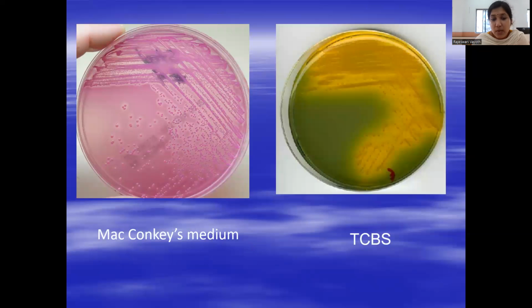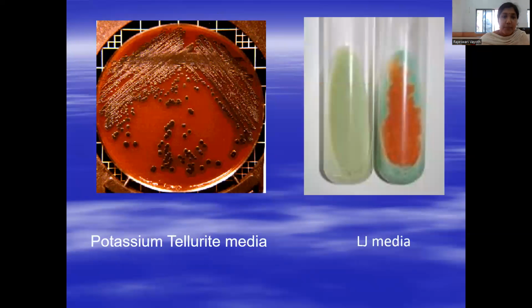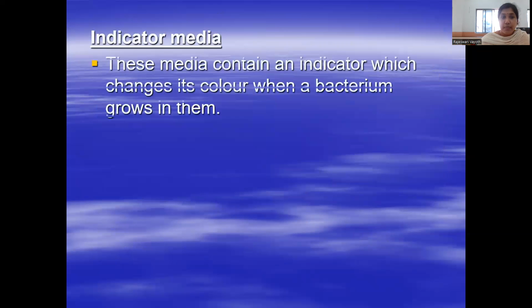Here you can see the MacConkey medium and TCBS. It is used as a selective medium. Then potassium tellurite medium selectively permits the growth of Corynebacterium diphtheriae. LJ medium is allowing the growth of Mycobacterium tuberculosis.